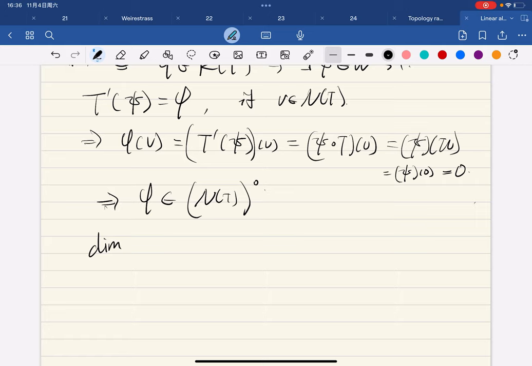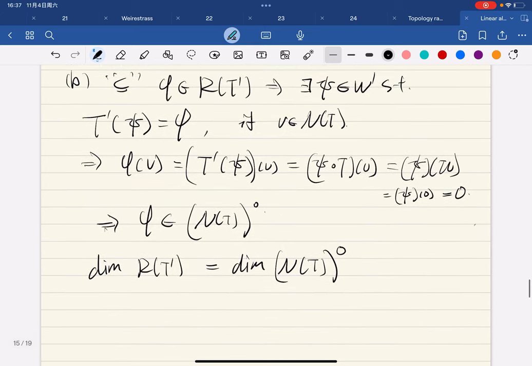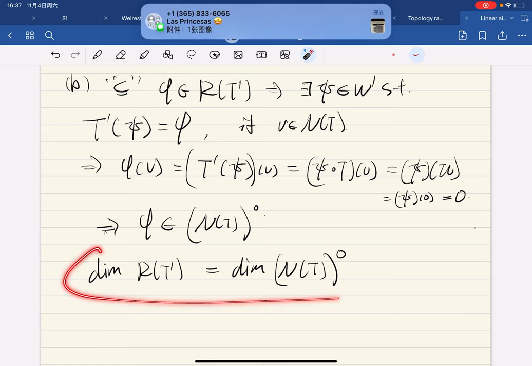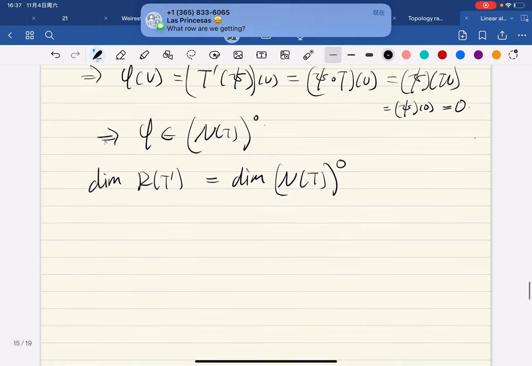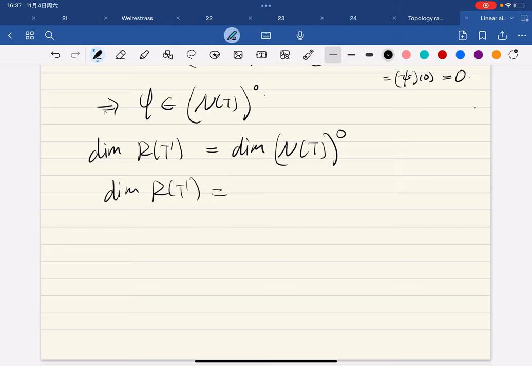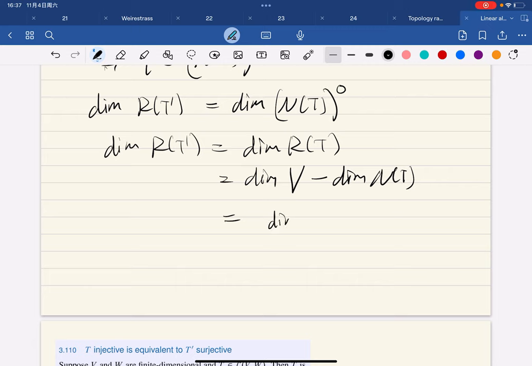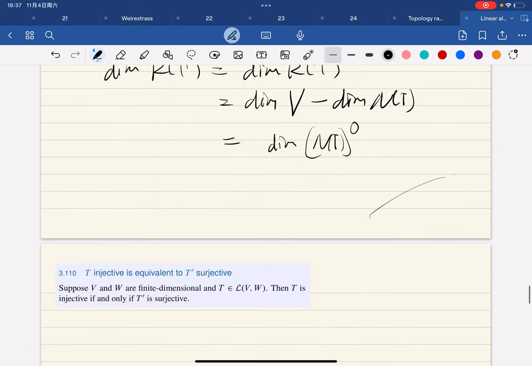the dimension of range T prime is equal to the dimension of the annihilator of null T, okay? So we just show that this is a subset and they have the same dimension, then they're equal to each other. Okay, well, we know that the dimension of range of T prime is just the dimension of V minus null T. Well, this, again, is the dimension of the annihilator, right? And we're done. Okay, we're done with this.